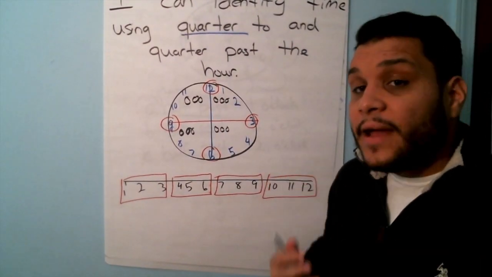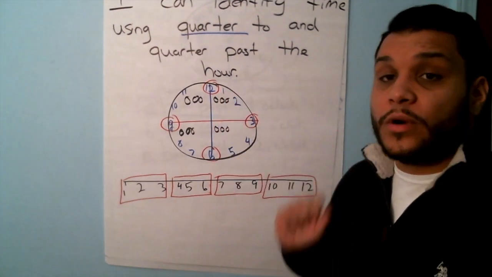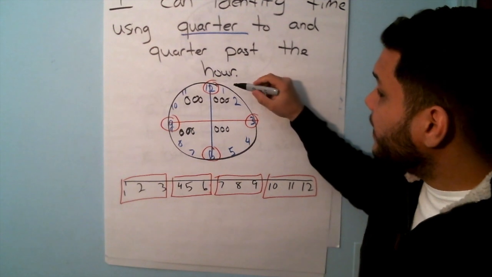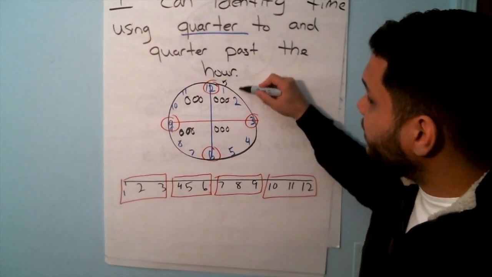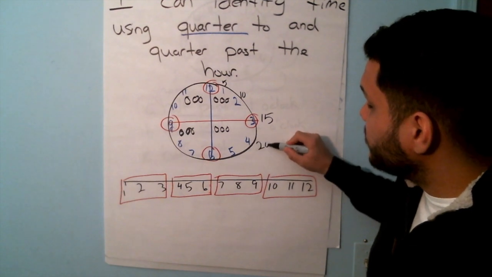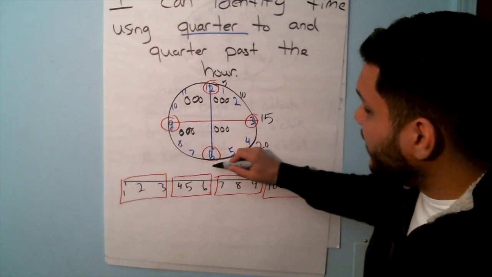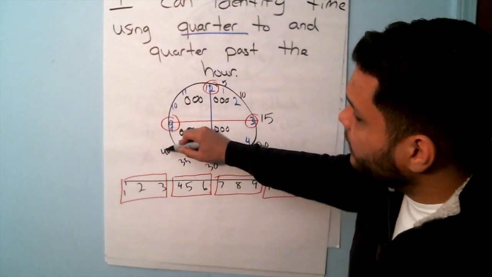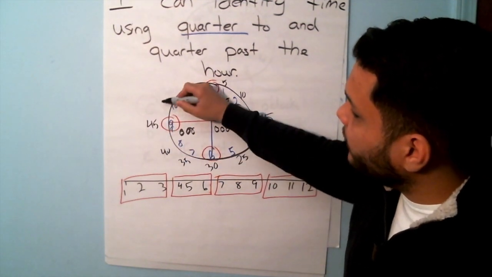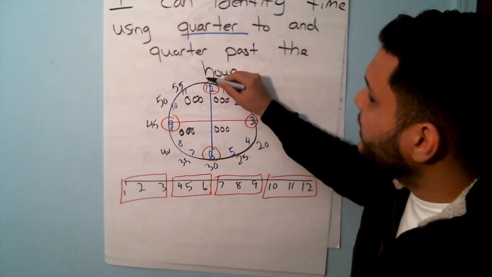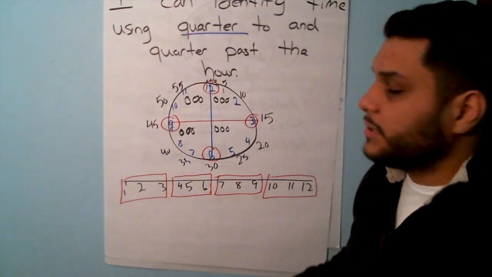We know that every number is worth 5 minutes. So let's go ahead and count that. So we have 5, 10, 15, 20, 25, 30, 35, 40, 45, 50, 55, and 60 or 0.